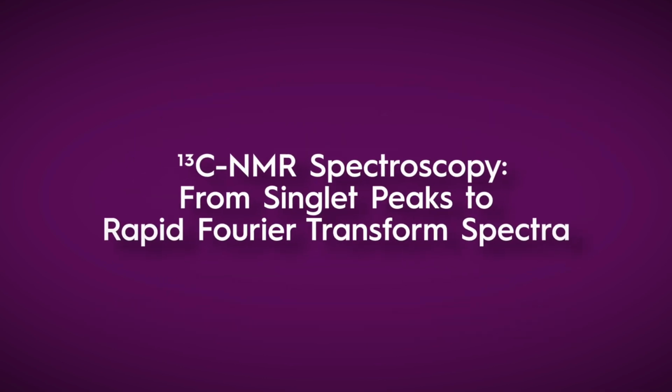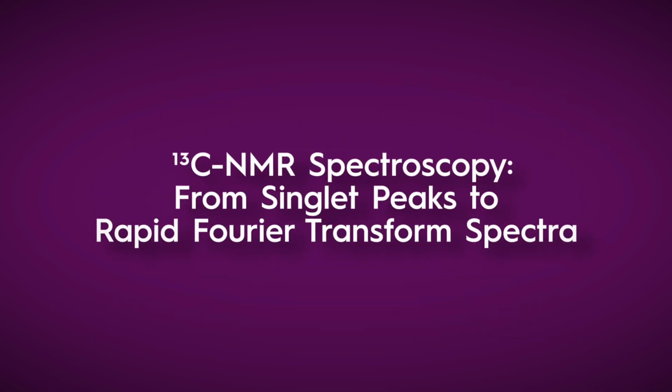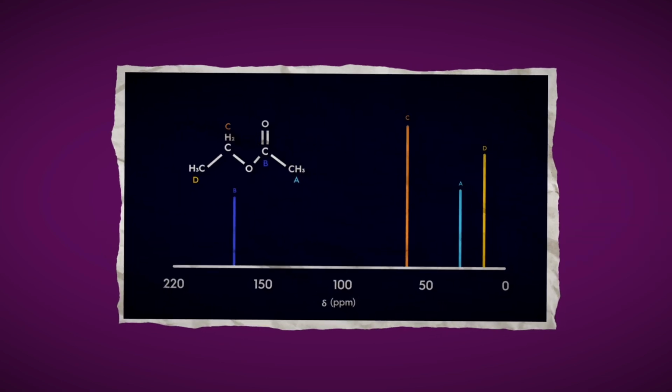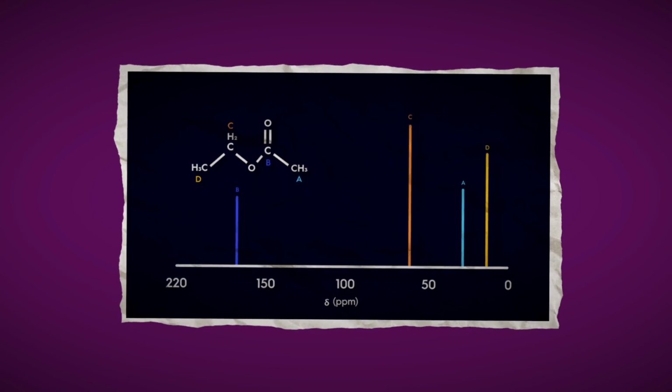In this video, you will learn what carbon-13 NMR measures, why most peaks appear as singlets, and how Fourier transform methods let us record useful spectra in seconds.